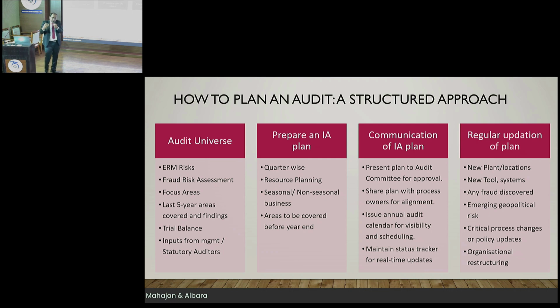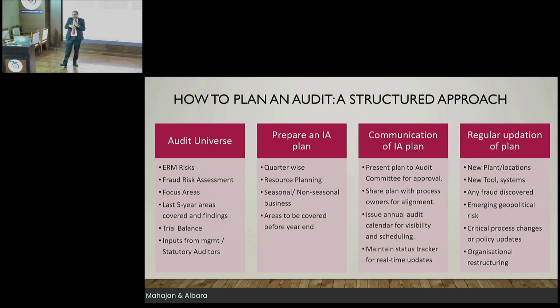At times we also have to consider, for example, for some companies, like FMCG companies, Diwali may be the main season where they will be mostly occupied. Now, taking a marketing or a sales audit during that period of time is not warranted. You can't insist that, no, I need to audit this at this point of time. So we need to be flexible also while planning the audits.